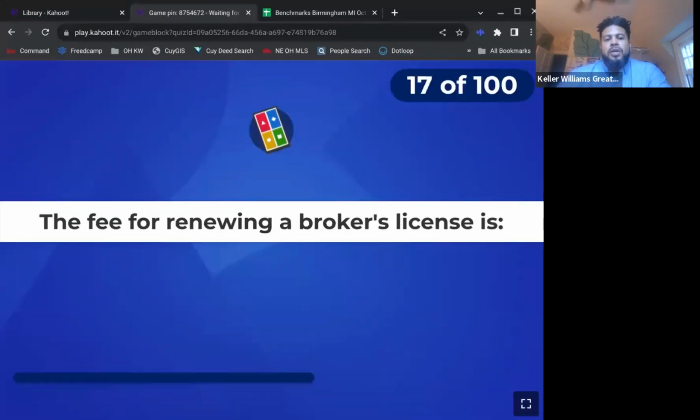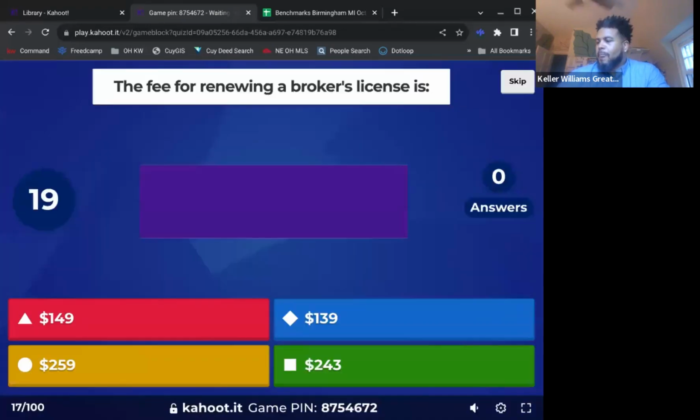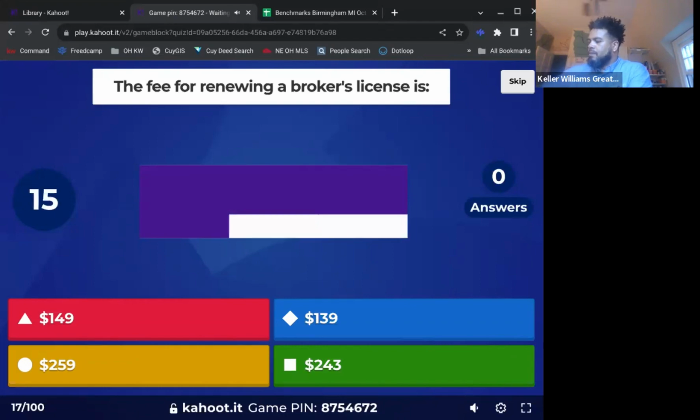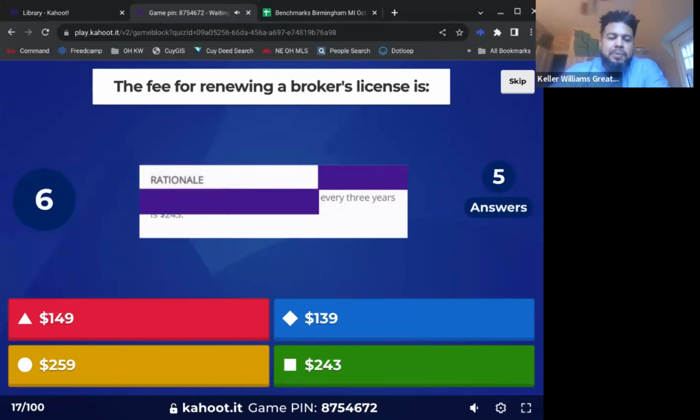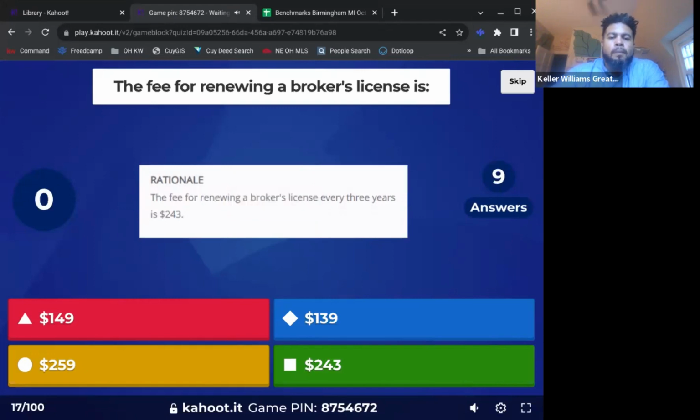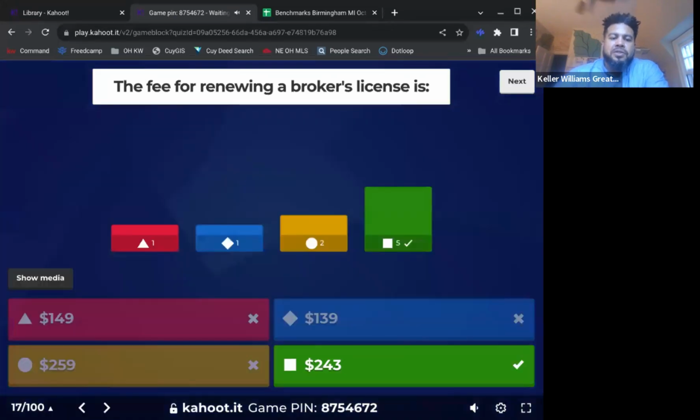The fee for renewing a broker's license is... I never understood why they asked this question to people who are getting an agent's license. Most people don't get a broker's license. Yeah, $243.